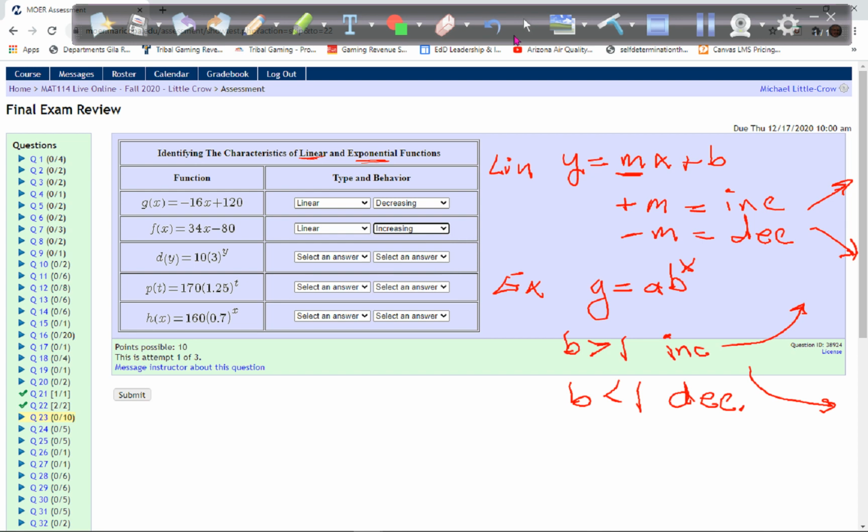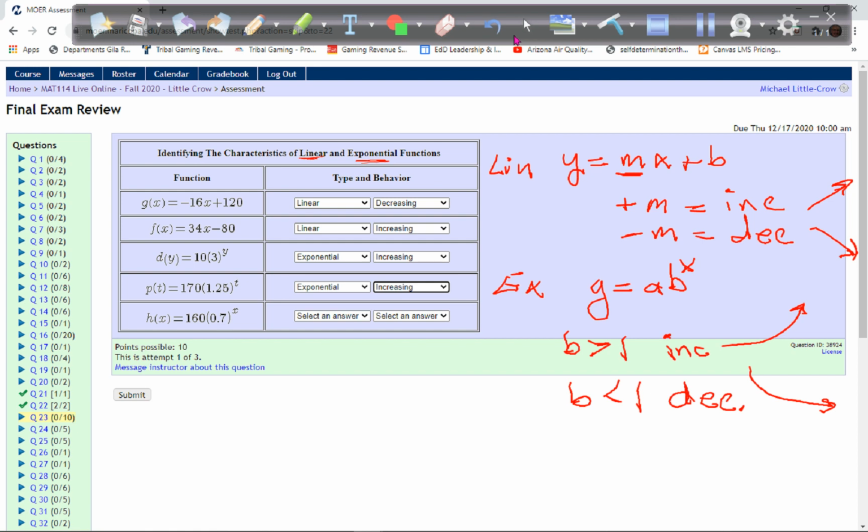It's going upwards. D of y, there's an exponent up here, so that is an exponential. The base is larger than 1. 3 is bigger than 1, so that has to be increasing. T of t, we also got an exponential. We see an exponent, t is an exponent, so that's exponential. And the base, 1.25, also is larger than 1, so that's going to be increasing.